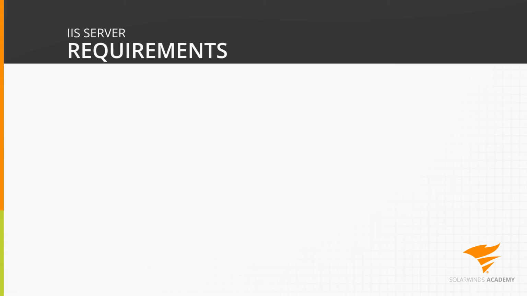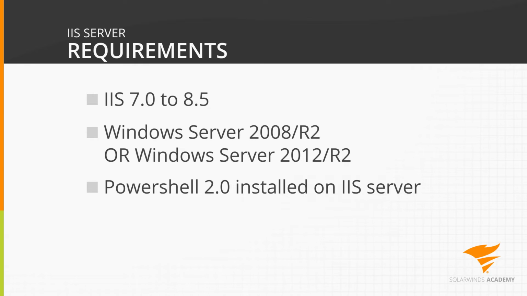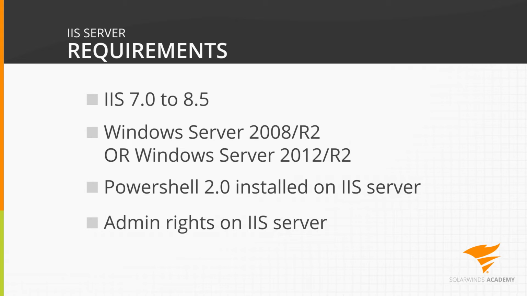Before we go any further, I'd like to point out a few requirements for monitoring your IIS server with App Insight for IIS. Your IIS server needs to be running IIS 7.0 to 8.5 on Windows Server 2008 or 2012, with or without R2 on either. You'll also need to ensure that you have PowerShell 2.0 installed on the IIS server and that you have credentials available with administrator rights for that server.